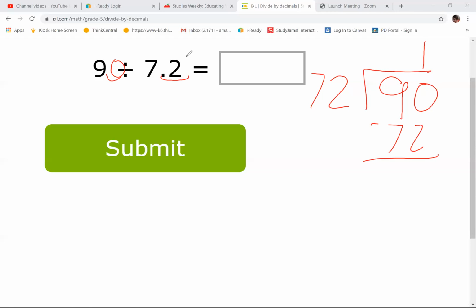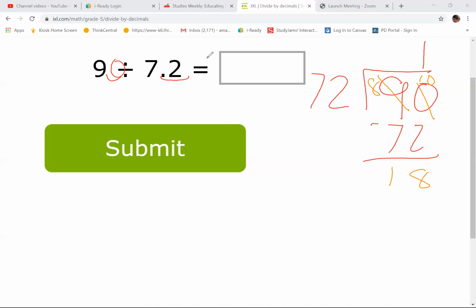Let me get a different color here, and let's show the subtraction. 0 minus 2, can't do it. So I go to my neighbor. Can I borrow a 10? And my neighbor says, sure, I've got 9 of them. Let me give you one of them. And my neighbor now has 8 10s, and they gave me a 10. 10 minus 2 is 8, and then 8 minus 7 is 1. So my new problem now says 18 divided by 72.